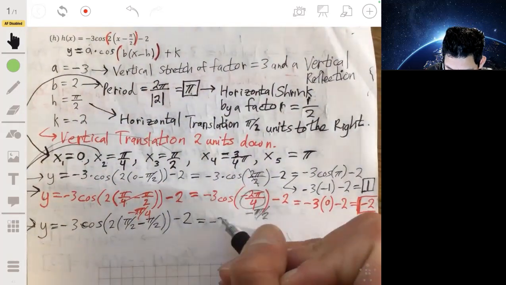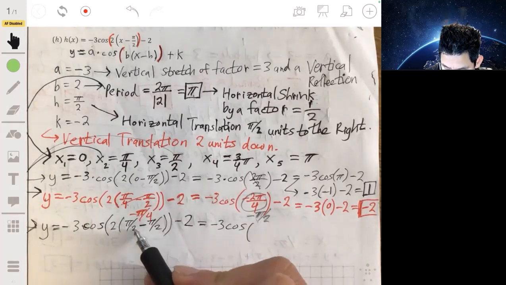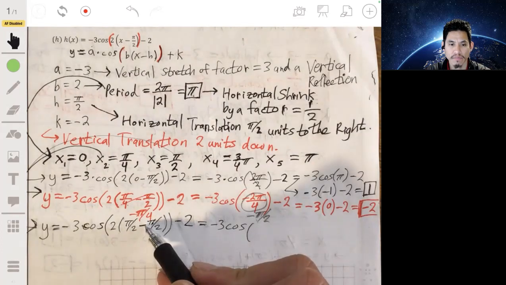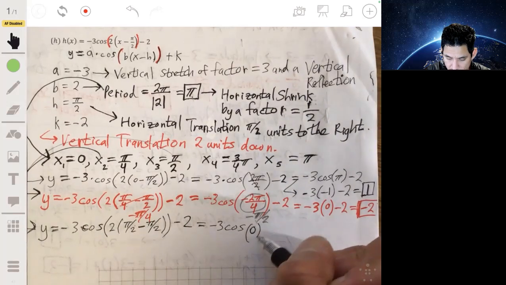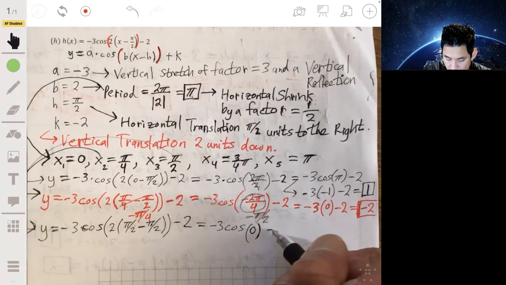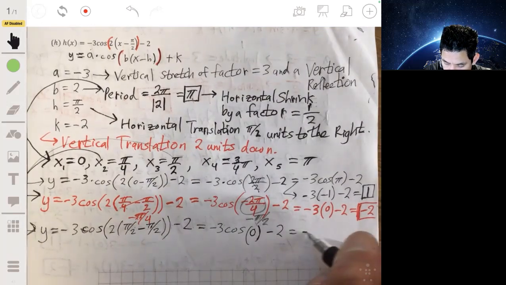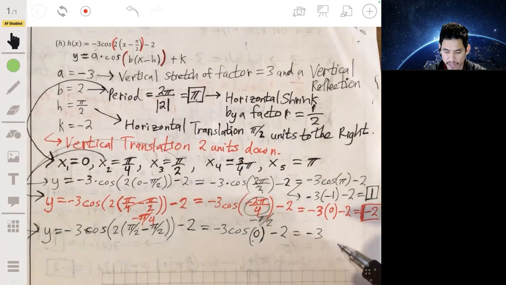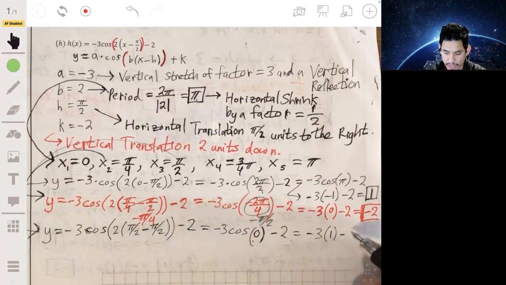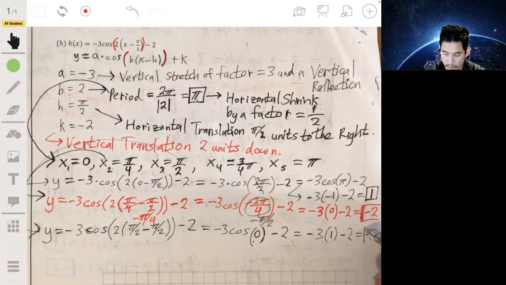This will be equal to -3 times the cosine. Pi over 2 minus pi over 2, that just becomes 0. So if we have 2 times 0 in here, we're just looking at the cosine of 0. Then minus 2. So this is going to be -3 times the cosine of 0. That's the start of the unit circle, which is going to be then 1. So this will be -3 times 1 minus 2. -3 minus 2, and that'll be -5.